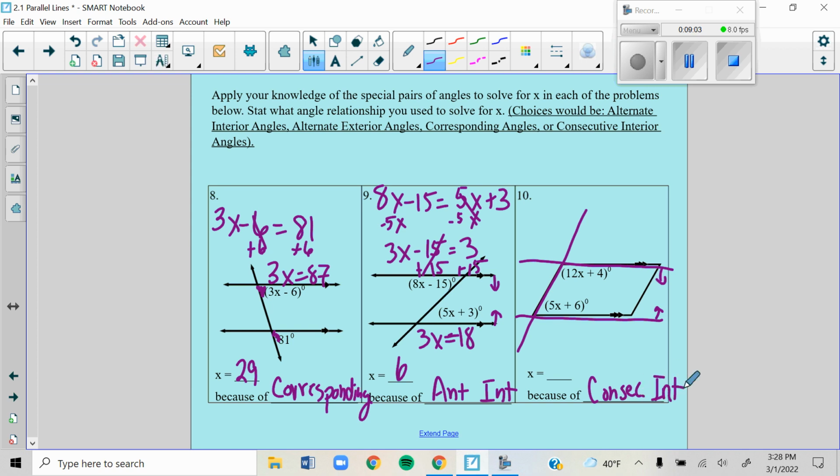Consecutive interior, remember, are supplementary. Okay, so I'm going to add them and set them equal to 180. 12x plus 4 plus 5x plus 6 equals 180. I'm going to combine like terms on the left side of my equal sign. So I get 17x plus 10 equals 180. Go ahead and subtract that 10. So 17x equals 170. Take 170 and divide it by 17, and we end up with 10 here. Again, it's part of an expression, so we are not going to be putting a degree symbol with it.